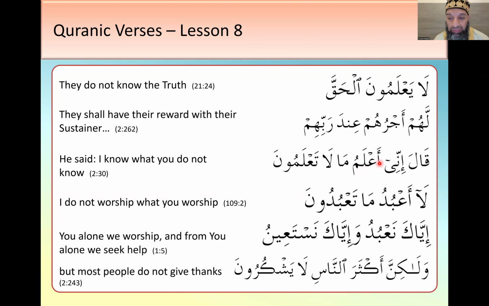I know. A'lamu. Yeah, a'lamu, the alif for I know. Ma la, what not, ta'lamuna. Ta'lamuna, you all know. قال إني أعلم ما لا تعلمون. He said, I know what you all do not know.